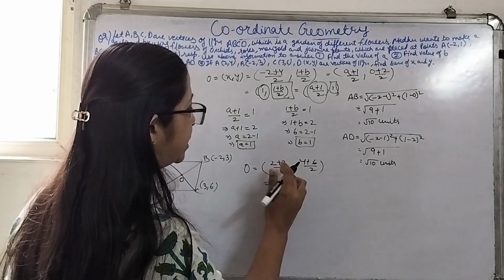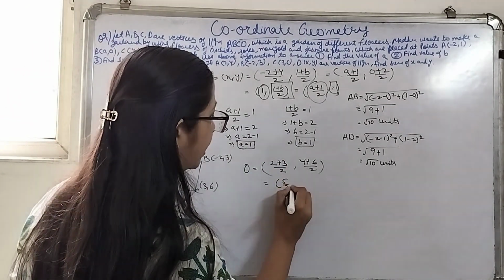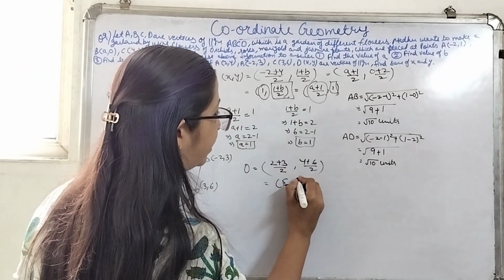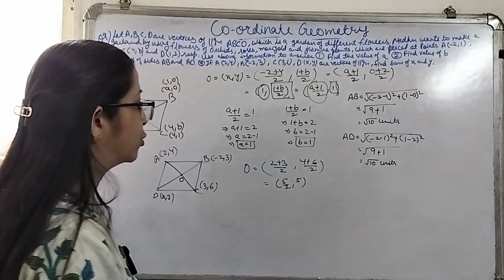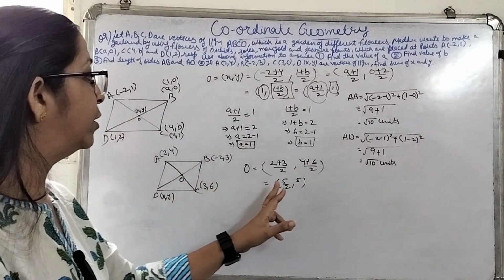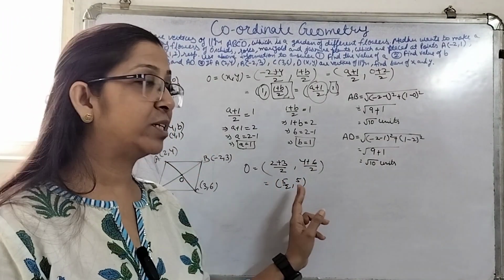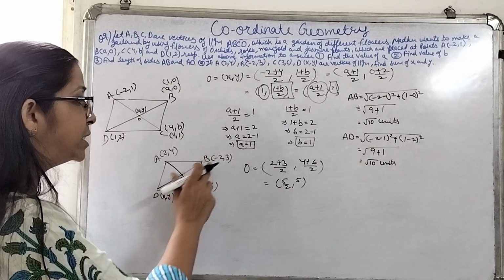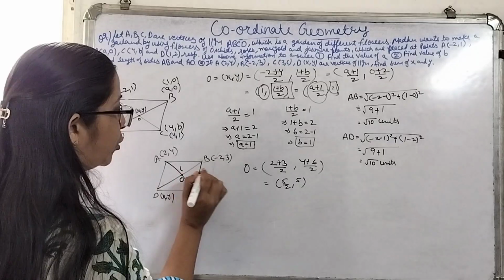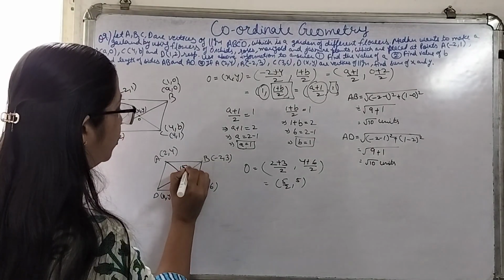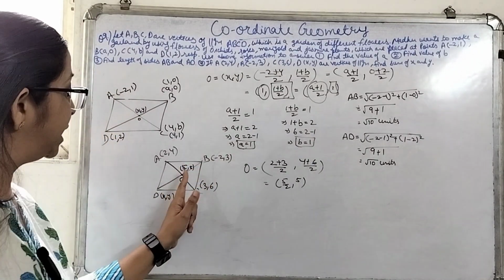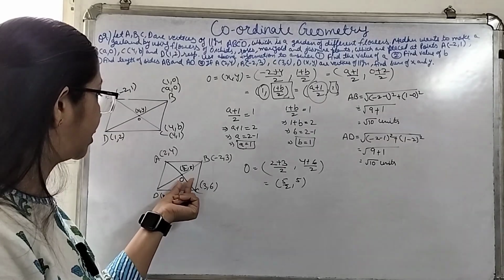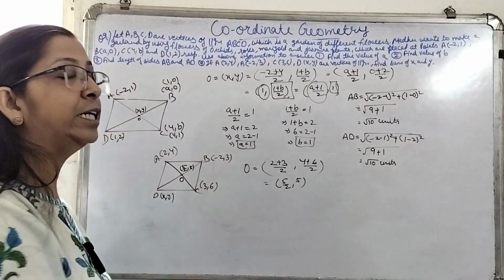Now 2 plus 3 will be 5 by 2, and 6 plus 4, 10 by 2, that is your 5. So the coordinates of this midpoint are (5/2, 5). This is the coordinate of this point. Now this is the midpoint for BD also. Now I am writing the coordinates (5/2, 5). Now these coordinates are the midpoint of B and D also.